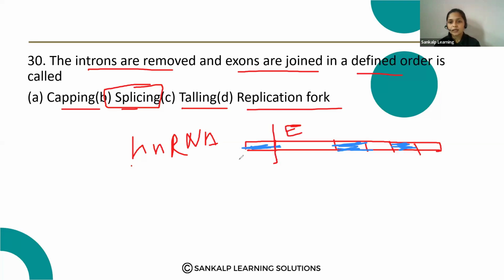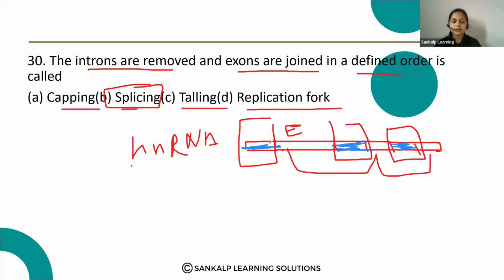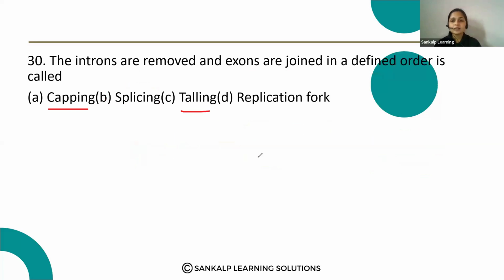So these introns are removed and only exons are joined. So these exons are joined. That is called the splicing process. After that, capping and tailing, adding some other things to that exon. So that is forming the mRNA. So the correct answer is splicing. What is capping? What is tailing? That I will explain in the next 2 mark question. Okay.